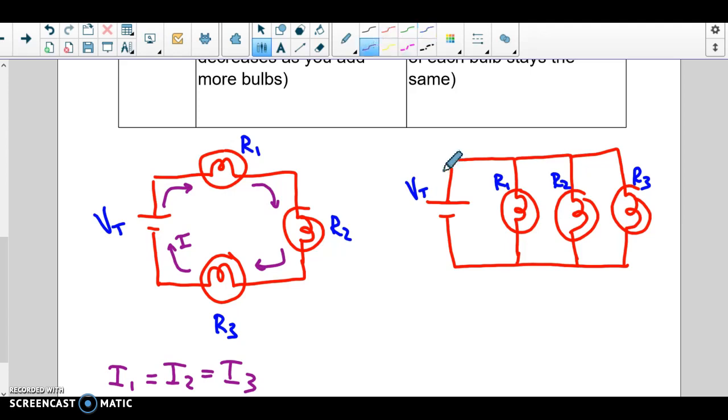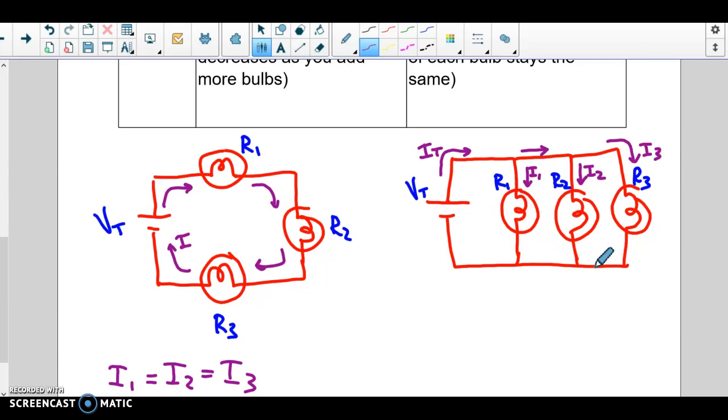In this case, let's take a look at the current. Here's the current from the battery. Once it gets to this junction, part of it is going to split. Part of it will travel through resistor 1. I'll call that I1. At this junction, it's going to split again. Part of it will travel through resistor 2, and part of it, I3, will travel through resistor 3.